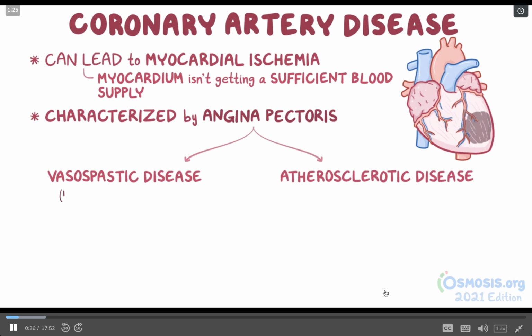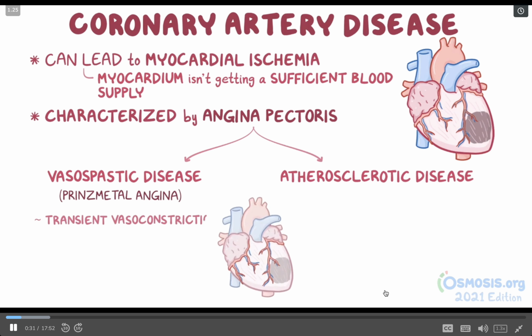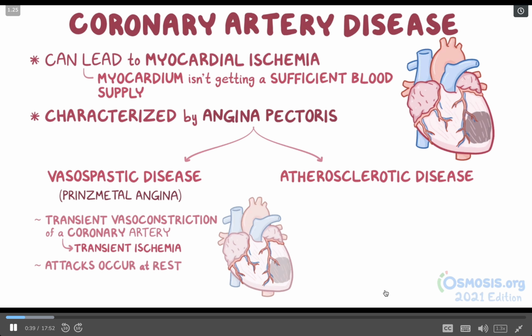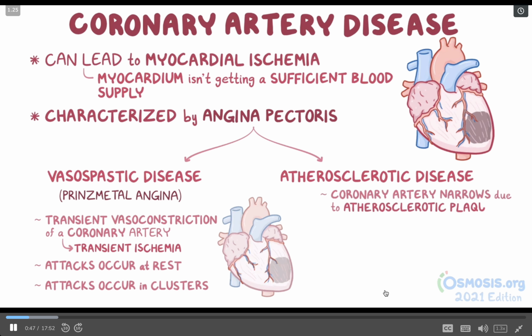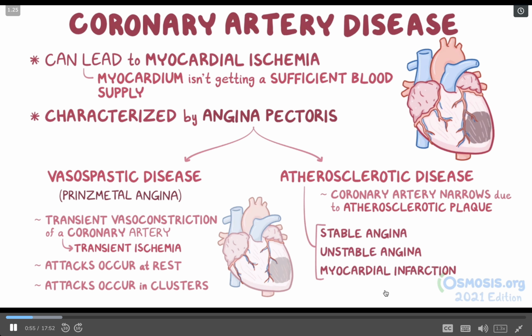Vasospastic disease, also called Prinzmetal angina, is when, for unclear reasons, there's transient vasoconstriction of a coronary artery, leading to transient ischemia. These attacks generally happen at rest, during the night or early morning, and happen in clusters. Atherosclerotic disease is when a coronary artery narrows due to buildup of atherosclerotic plaque, and it can be further divided into stable angina, unstable angina, and myocardial infarction. Unstable angina and myocardial infarction are collectively called acute coronary syndrome.